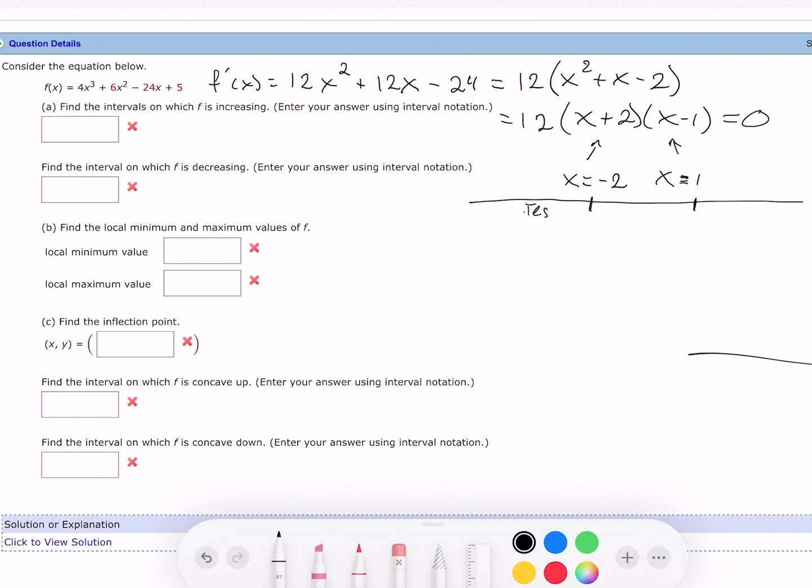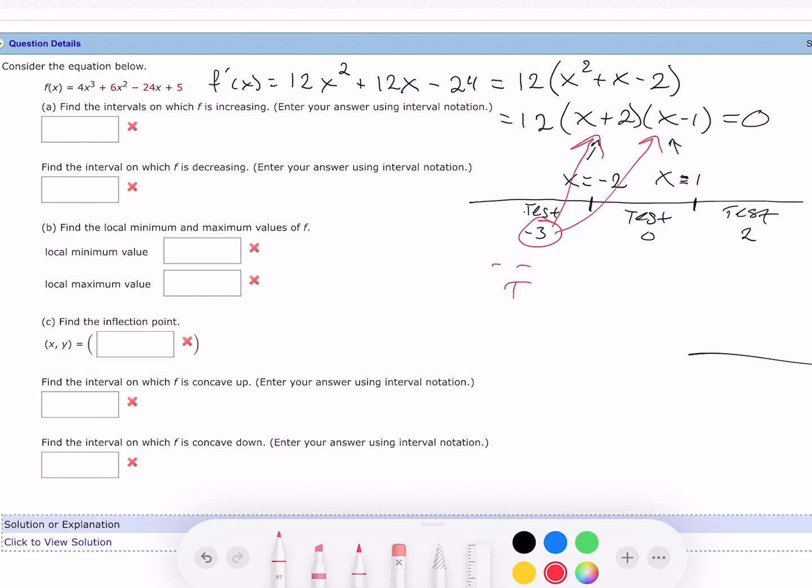I'm going to test an x value that's on this interval to the left of negative 2, and I'm going to test an x value that's in this middle one, and I'm going to test an x value that's in here. Maybe we'll test x equals negative 3, and x equals 0, and x equals 2, and we'll see whether the slope of our tangent line, f prime, is positive or negative. All right, let's take negative 3 plus 2, still negative. Negative 3 minus 1, still negative. Negative times a negative makes positive.